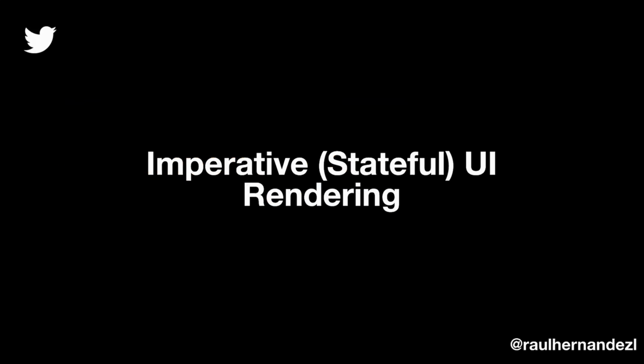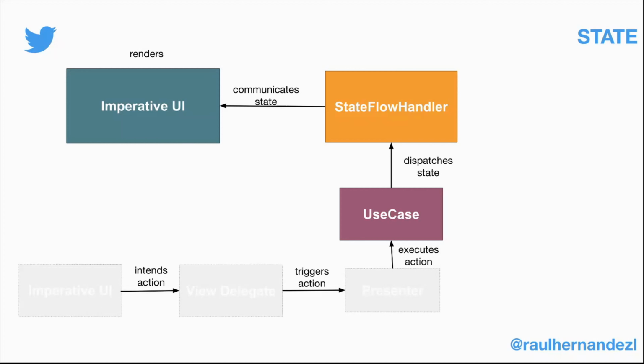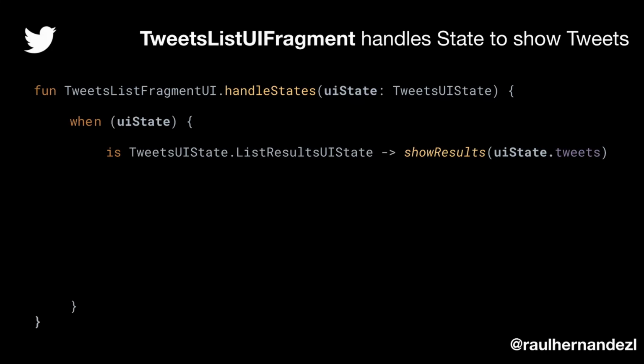So let's see some imperative stateful UI rendering. We are going to communicate the state by means of the state flow handler, and then rendering this into the imperative UI. And basically that means that we are handling those UI states and passing this in order to show some results. So the tweets that were passed from the tweets UI state are gonna be rendered there. So let's see what we have in show results. So basically this extension function is hiding first of all the loading data.